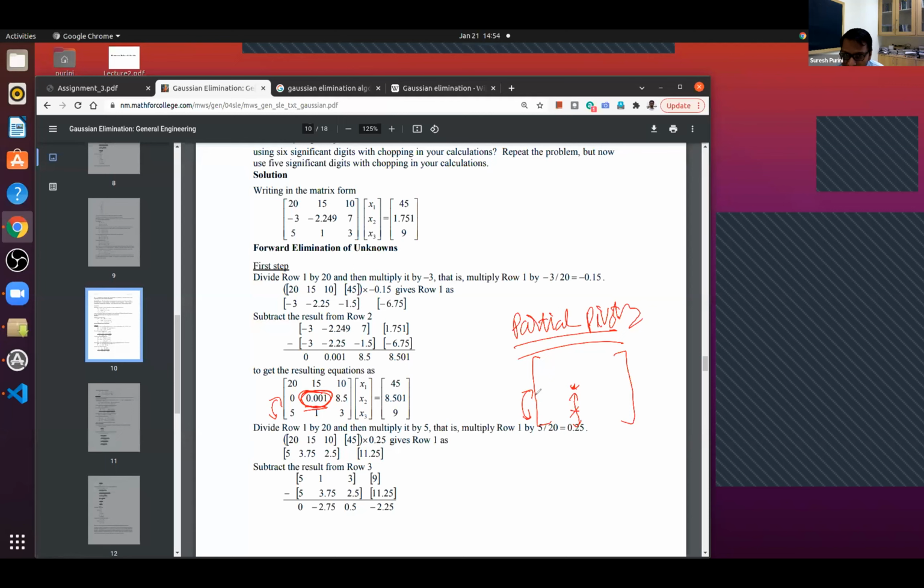So you can take the absolute value. What if it is all zeros in the column? I think you can just leave it. If it is all zeros, perhaps it's not an invertible matrix.